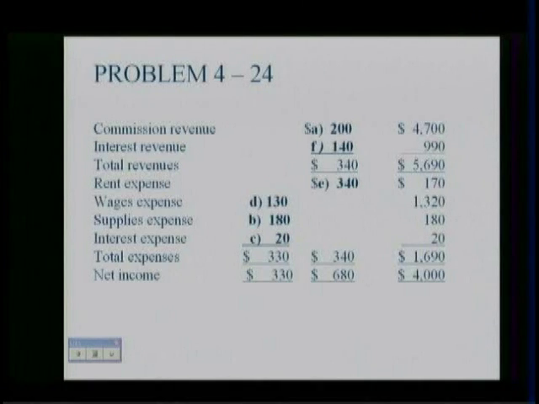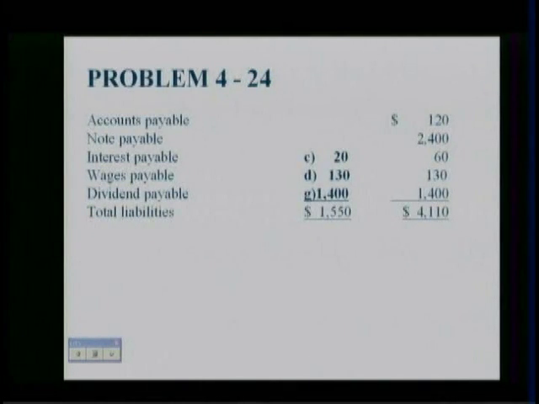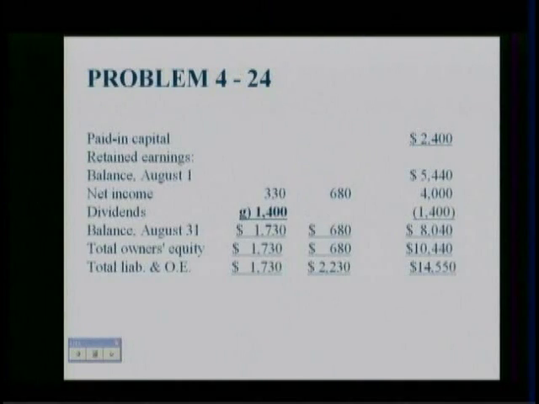So what you see in the slide in front of you is a summary of the income statement adjustments, so that your net income becomes $4,000. And then on the next slide, you will see the adjustments that go on the asset part of the balance sheet. You can see your total assets are $14,550. And then finally, on the next slide, you can see your liabilities. Liabilities total $41,110, and then on the last slide, you see that your owner's equity and liabilities together total $14,550.